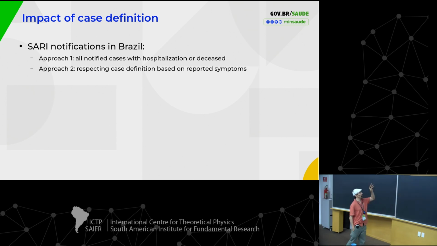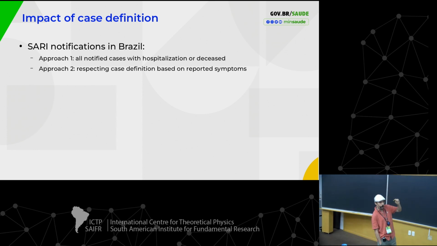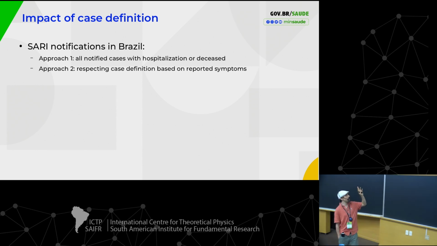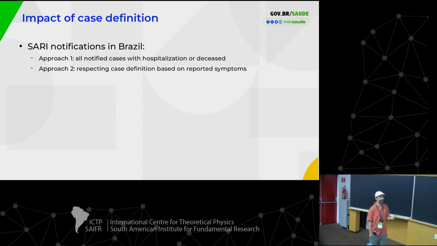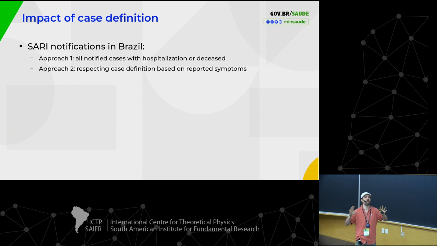So if we take two approaches here, in the first approach, I will look at all the cases that have been notified, which has a marker that guarantees, at least in terms of the database, that the patient has in fact been hospitalized or has died, okay? Because those two are absolutely central in terms of SARI, okay? So SARI is individuals with respiratory symptoms that have been hospitalized or have died because of those symptoms, even though they might not have been hospitalized before dying.